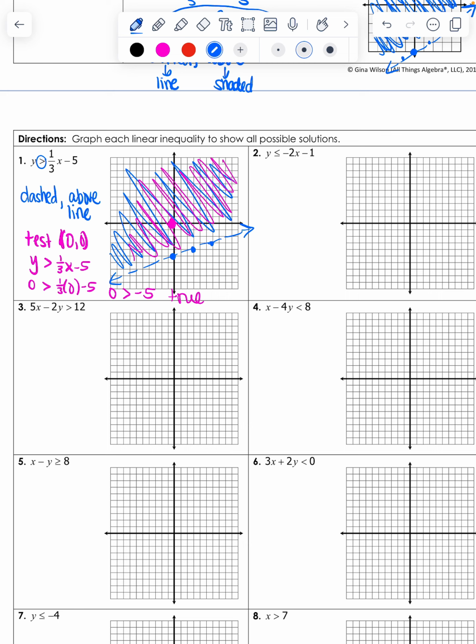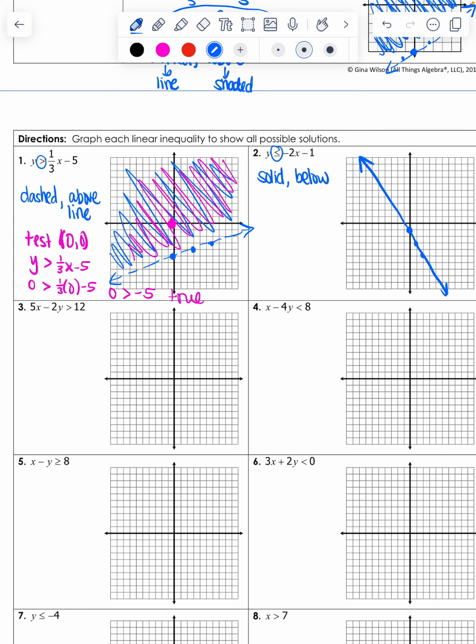Number 2 is also all ready for us to go in slope-intercept form. So we would just start this at -1 on the y-axis, and from here we're going down 2 over 1. Now this symbol has the equal to part, so this is going to be a regular solid line. So when we go down 2 over 1 and we connect our points, this is going to be a solid line rather than dotted or dashed. And then the less than part of it means that it's going to be shaded below the line.